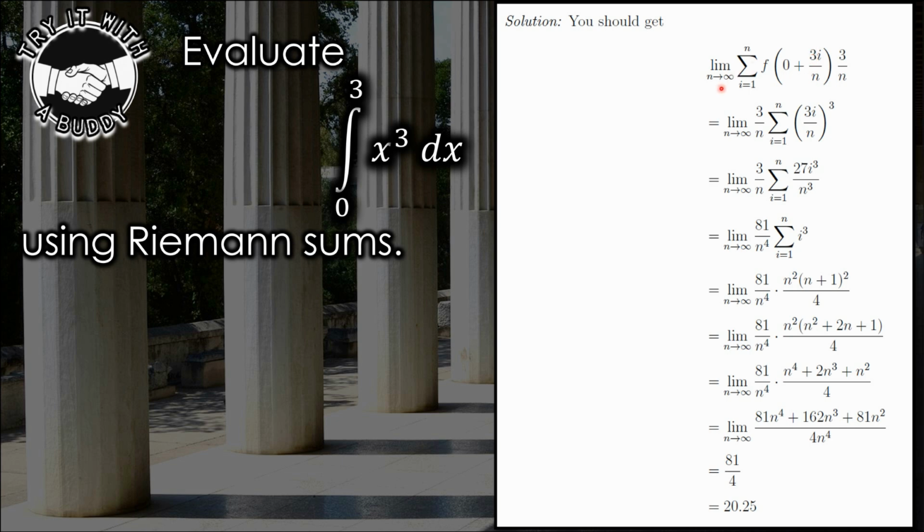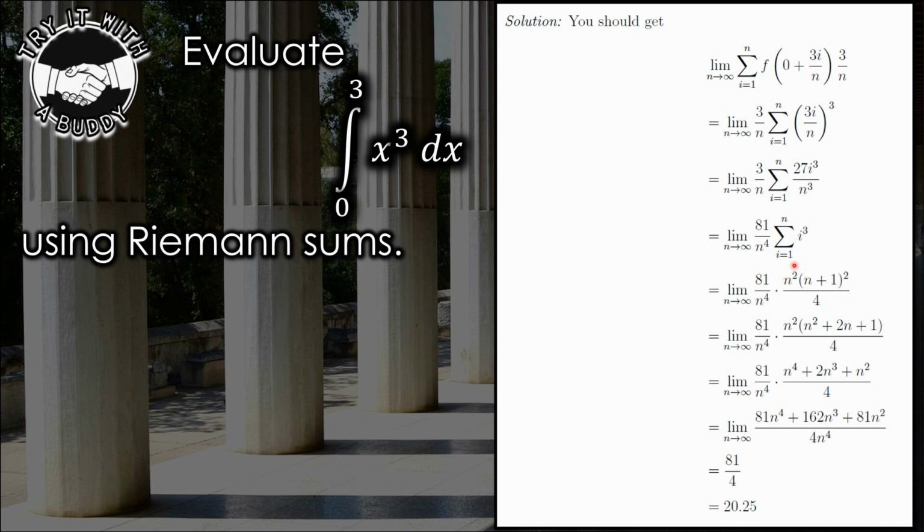My delta n is 3 over n, so I get 3i over n, and then a 3 over n here. 3 over n can be pulled out. Everything is just x cubed, so it just goes into the cube. When I cube it, I can pull out a 27 over n cubed, making this 81 over n to the 4th. So I have just an i cubed.